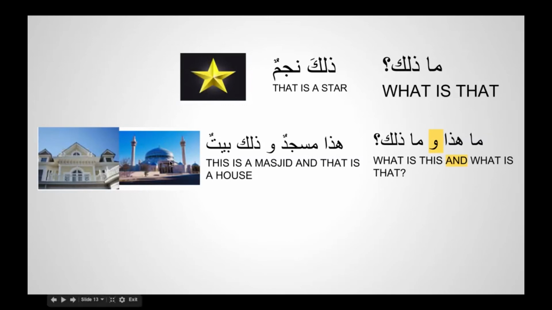Hadha masjidun wa dhalika baytun. This is a masjid and that is a house. If you see here, we've used another word, wow. So we got to learn a little bit about this wow. What is this wow doing in a sentence, which means and. This wow is called harfu atfin.